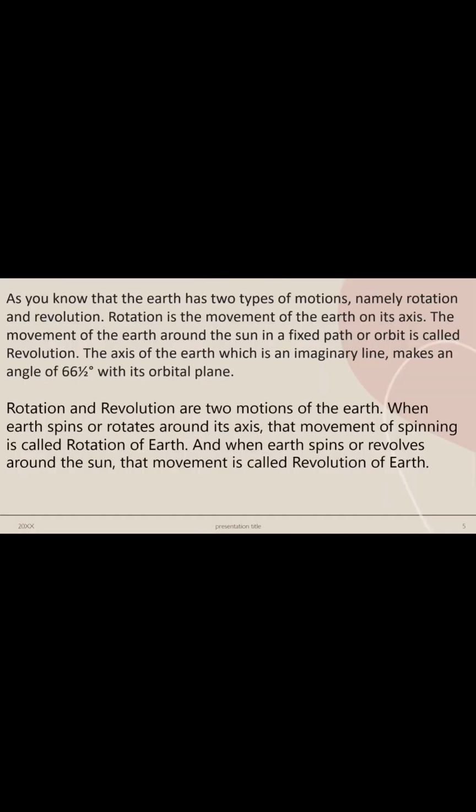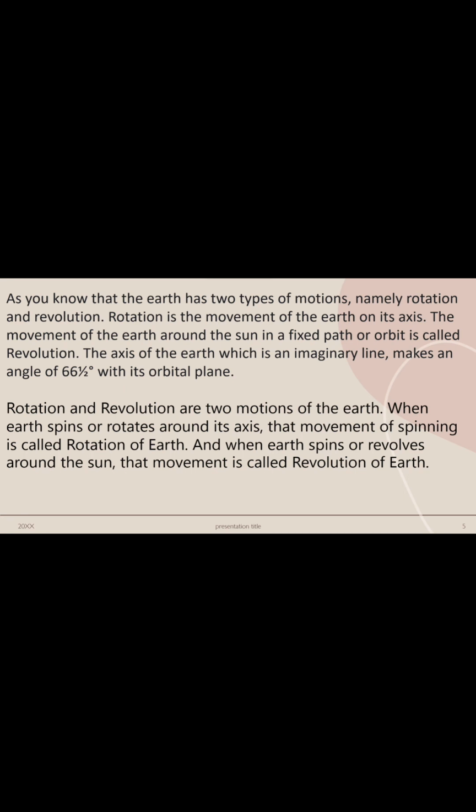As we know, the Earth has two types of motions, namely rotation and revolution. Rotation is the movement of the Earth on its axis. The movement of the Earth around the Sun in a fixed path or orbit is called revolution. The axis of the Earth, which is an imaginary line, makes an angle of 66 and one-half degrees with its orbital plane. Rotation and revolution are two motions of the Earth.